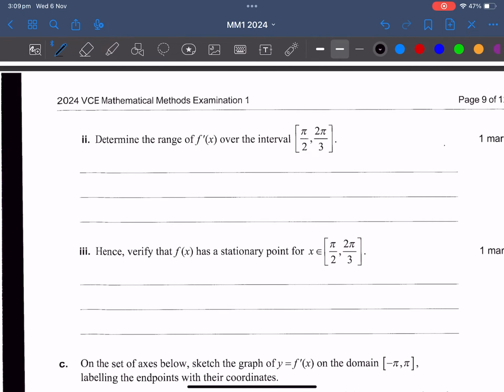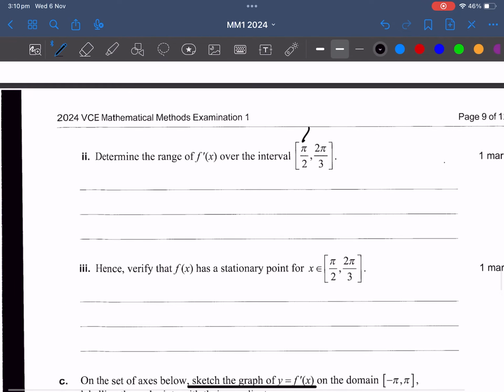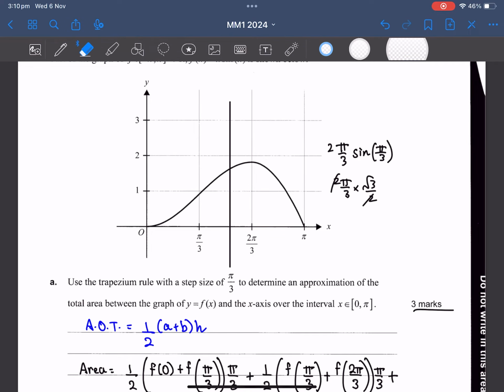Determine the range of f dash of x over the interval pi on 2 to 2 pi on 3. If I look back at the graph, pi on 2 is somewhere here and 2 pi on 3 is here. What this information tells us is that there won't be any stationary point between these two values. The reason being that there is a stationary point right here, which is at 2 pi on 3, but not in between.